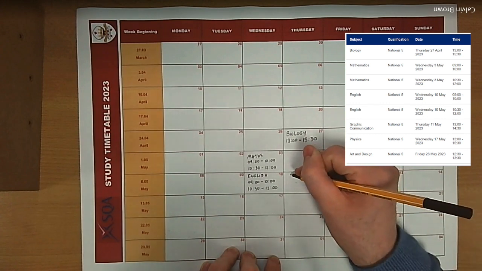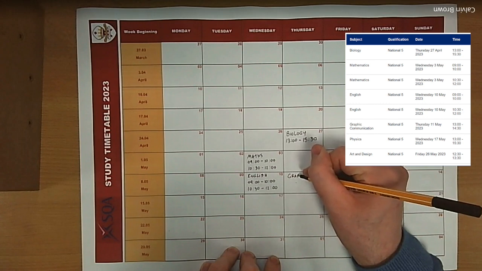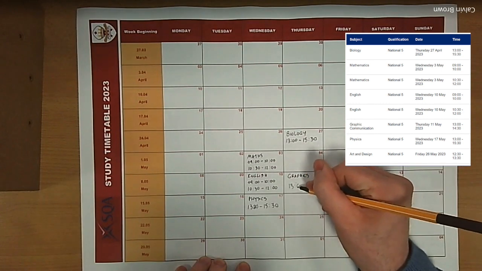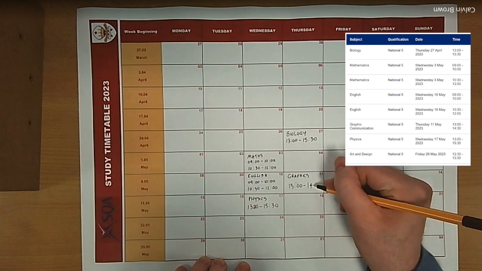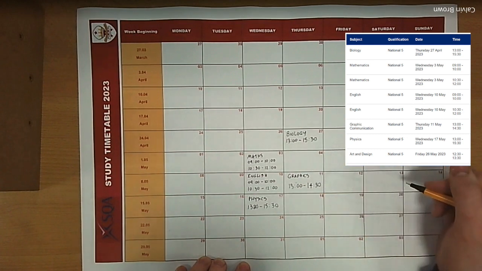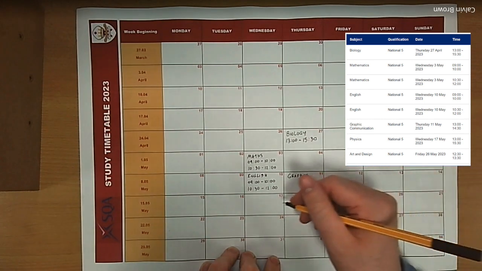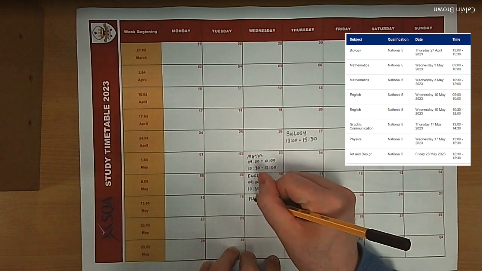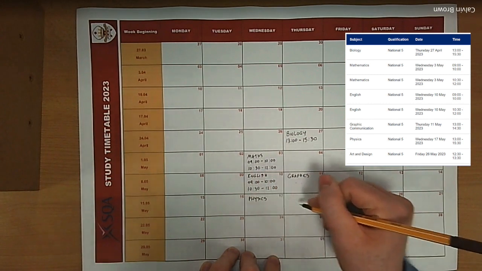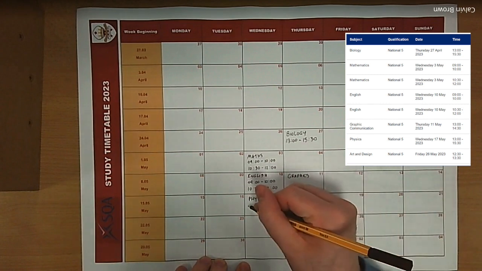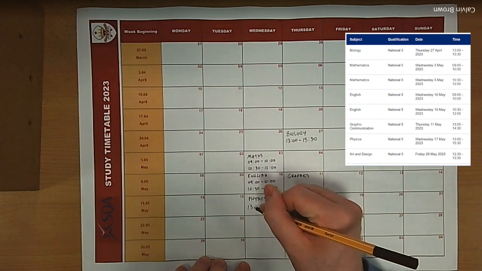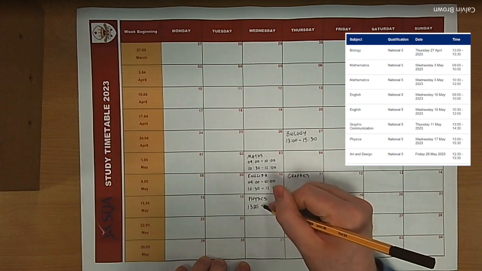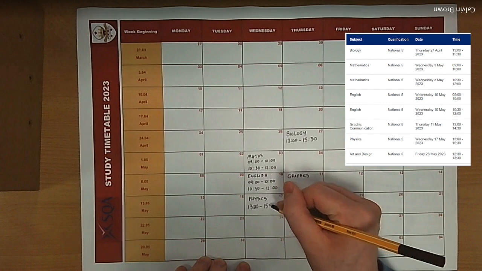The following day, on Thursday the 11th of May, I've got my graphics exam. My graphics exam runs from 1 o'clock until 2:30. After my graphics exam, I've got a little bit of breathing space. My next exam is on Wednesday the 17th of May, which is my National 5 Physics exam. And the start time for the physics exam is 1 o'clock, and it finishes at 3:30.